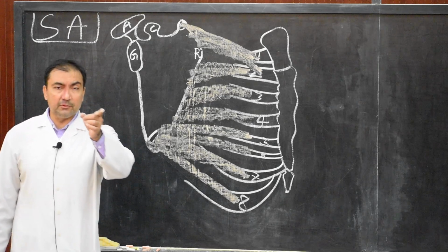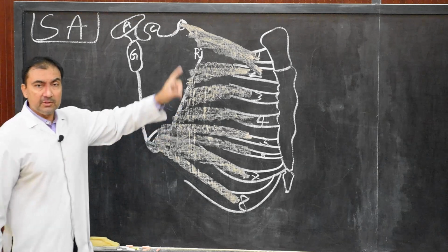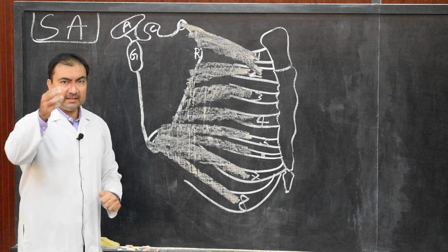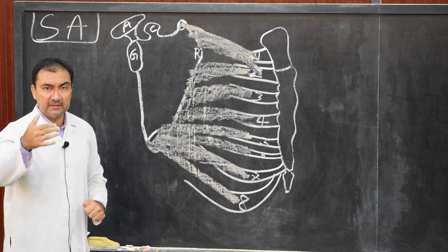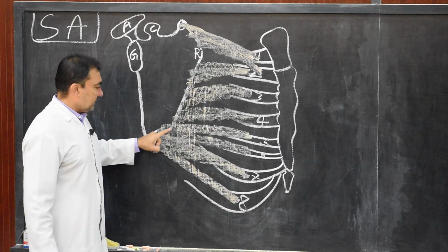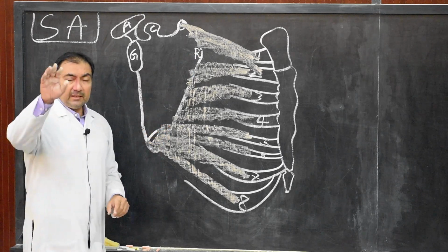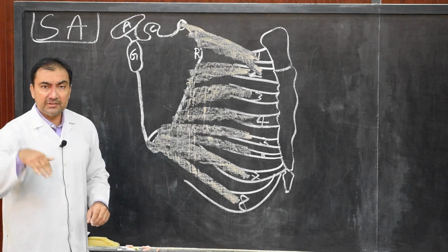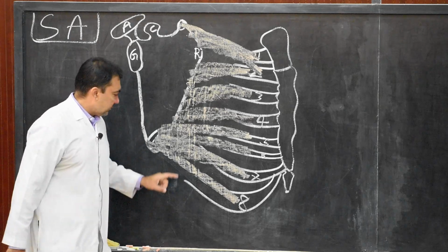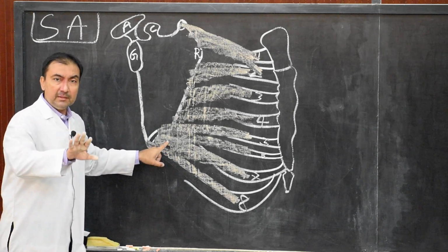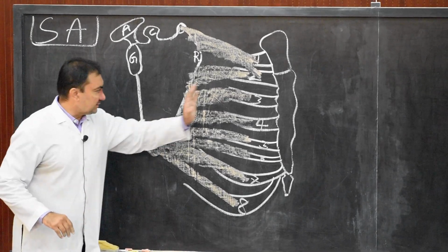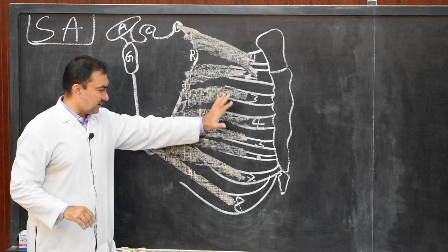Remember, the first digitation takes origin from the first and second rib, and is inserted on the medial border of the scapula between the superior angle and the root of the spine of the scapula. The second, third and fourth digitations take origin from the second, third and fourth ribs and are inserted along the medial border between the root of the spine and the inferior angle. Then the remaining 5th, 6th, 7th and 8th digitations take origin from the 5th, 6th, 7th and 8th ribs and are inserted into the inferior angle of the scapula along the medial border and the triangular surface. So this finishes the origin and insertion of serratus anterior.